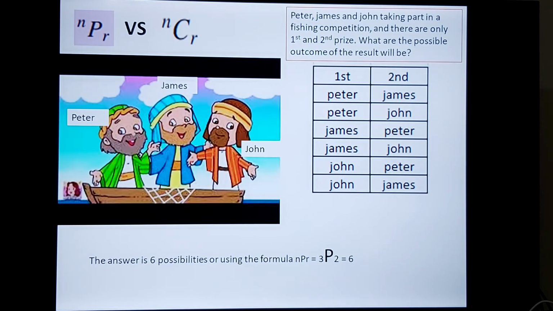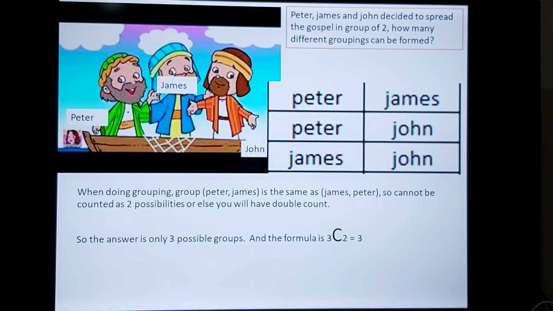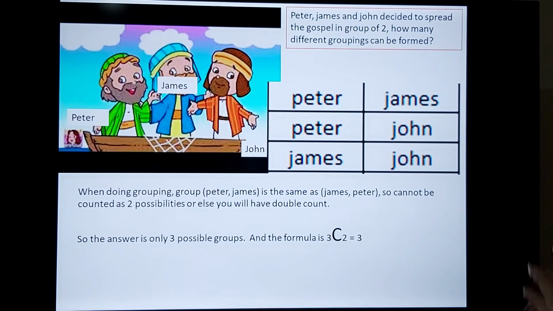Then what's nCr? nCr is best described by this scenario. Peter, James, and John decided to spread the gospel in groups of 2. Now, if you're going to spread the gospel in groups of 2, Peter and James, and James and Peter, is there any difference? There's no difference, right? Because there's no ranking involved. So Peter, James, or James, Peter is considered as one example.